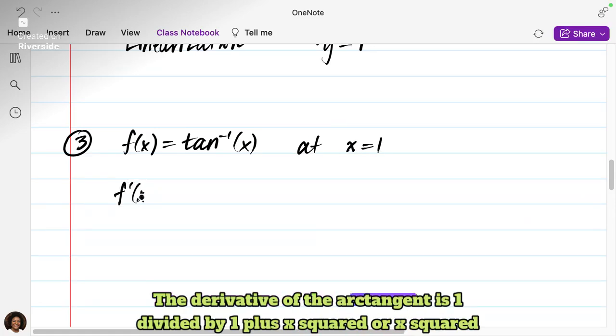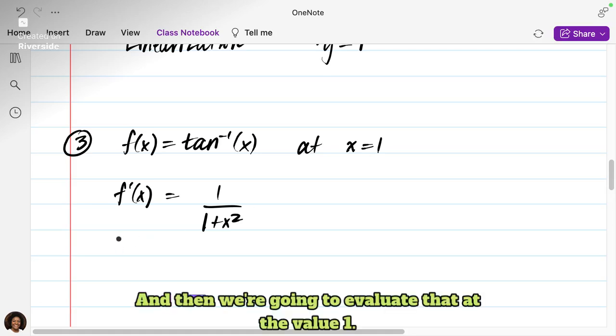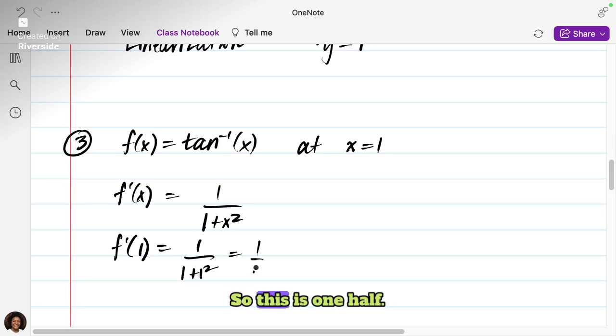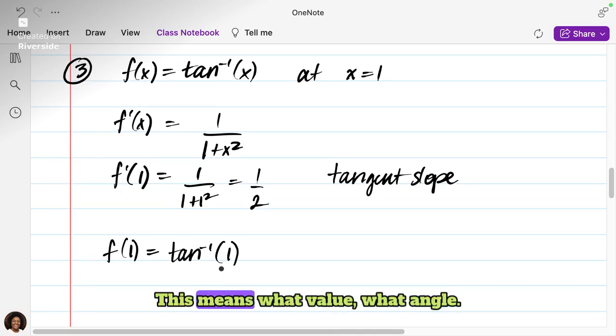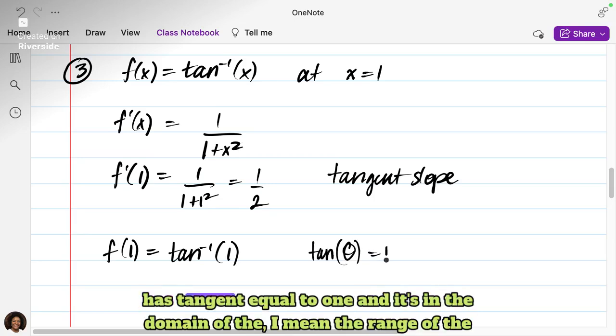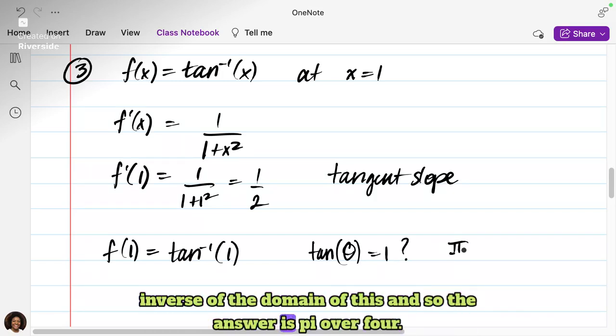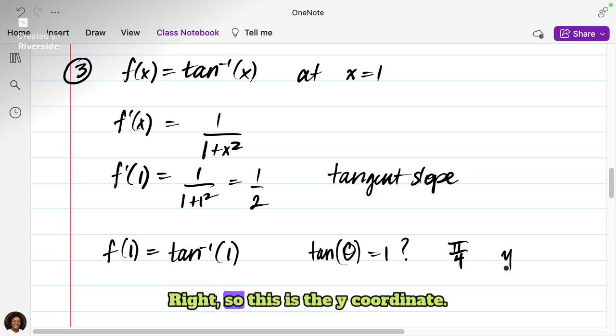The derivative of the arctangent is 1 divided by 1 plus x squared, or x squared plus 1. Then we're going to evaluate that at the value 1. So this is 1/2. This is the tangent slope. Now I need the y coordinate for the point. So remember what this means: what angle has tangent equal to 1, and is in the range of the inverse? The answer is pi over 4. So this is the y coordinate.